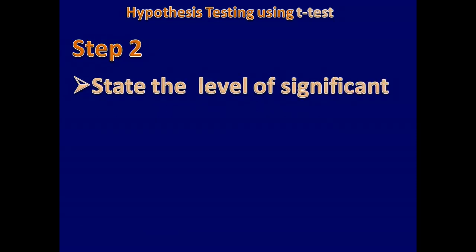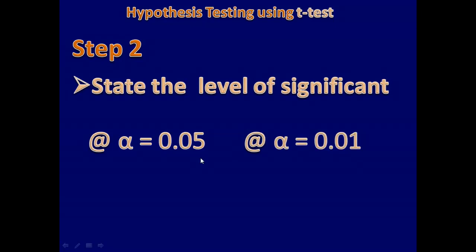Step number 2, we need to state the level of significance. So this is the level of confidence. At alpha 0.05, this is actually the widely used assumption for the alpha level. This means our confidence in our conclusion is 95% sure. Others use an alpha level of 0.01.